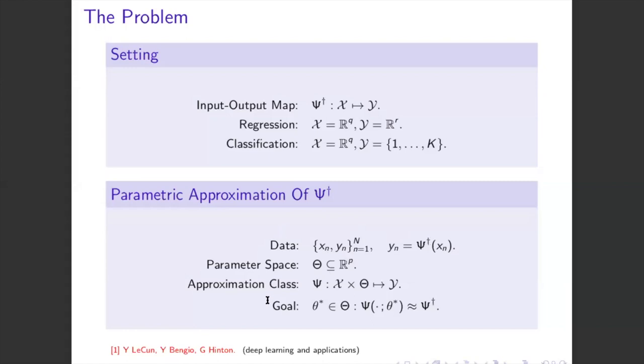So in this methodology, one introduces a parameter space, which I'll call throughout this talk uppercase Theta, and elements of that parameter space will be lowercase theta. This will be finite dimensional, R^P, although P may need to grow for various approximation theorems that I'll describe later on. The approximation class then is a set of mappings that take X crossed with the parameter space Theta into Y. And the goal of supervised learning is to identify a parameter theta star such that when you evaluate the function psi, as a mapping from X to Y, at this specific parameter theta star, it is a good approximation of psi dagger.